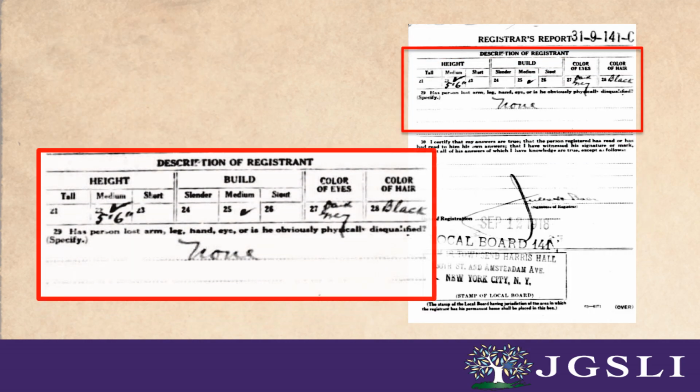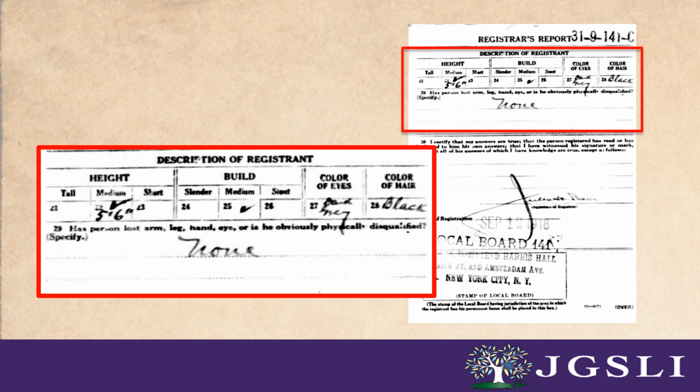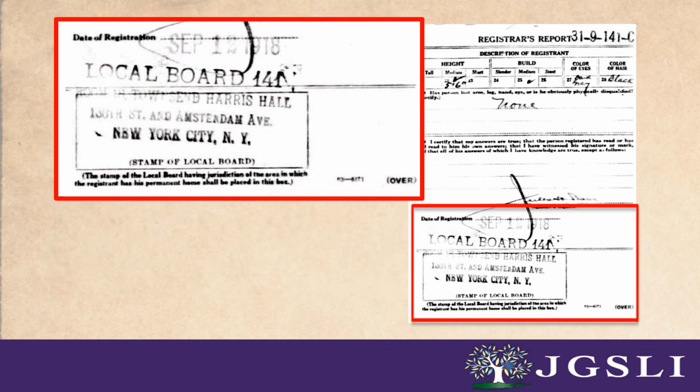Number 6. At the top of the reverse side of the card are physical characteristics: height, build, eye color, hair color, and any physical reasons that might disqualify the registrant. Number 7. And finally, you can see the place, location, and date that the registration card was completed.